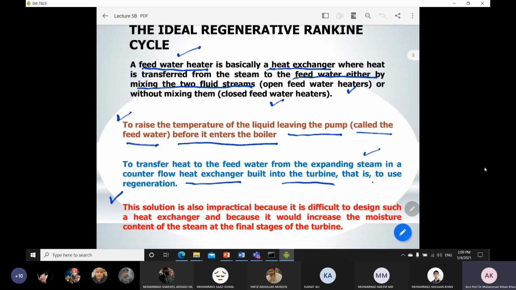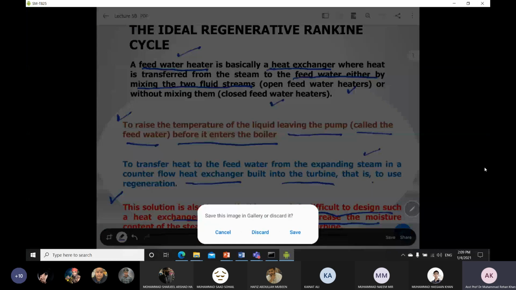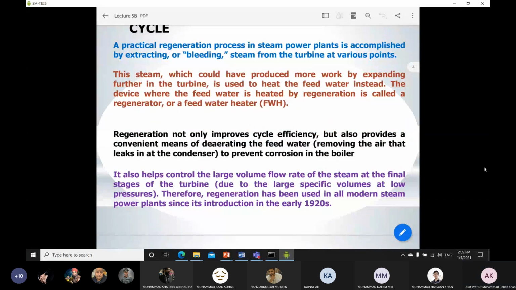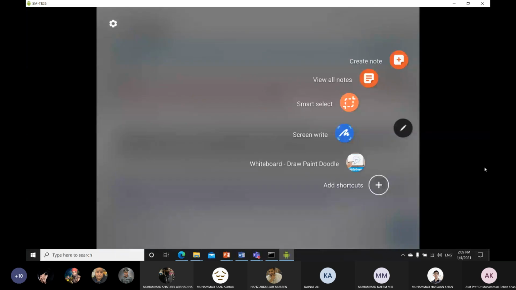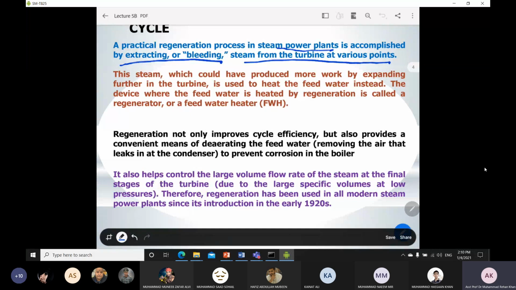But this solution is impractical because it is difficult to design such a heat exchanger, and it would increase the moisture content of the steam at the final stages of the turbine. So we cannot build the heat exchanger into the turbine. In practice, the regeneration process in a steam plant is carried out by extracting or bleeding steam from the turbine at various points. What is the meaning of extracting or bleeding the turbine?